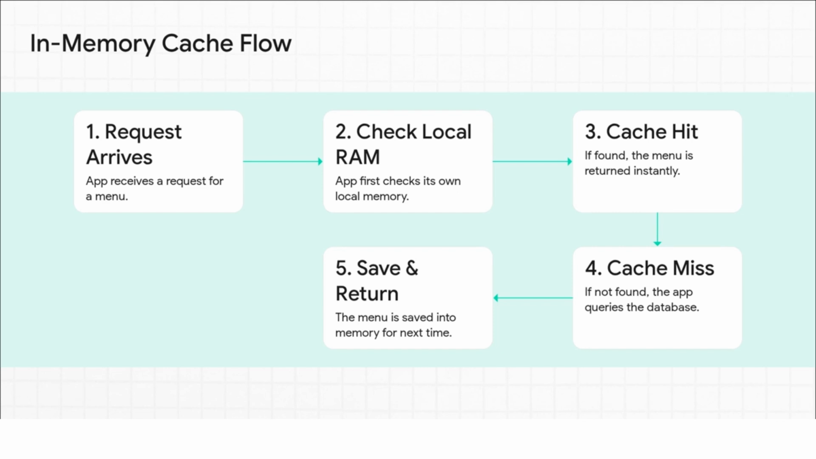Here's how it works. A request for a menu comes in. The app first checks its own back pocket, its super fast local memory. If it's there, bam! That's a cache hit and the menu is sent back instantly. If it's not there, that's a cache miss, no big deal. The app just takes one trip to the database, grabs the menu, and then, here's the key, it saves a copy in its memory for the next time someone asks.